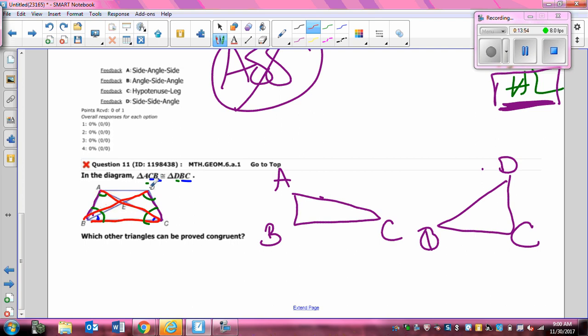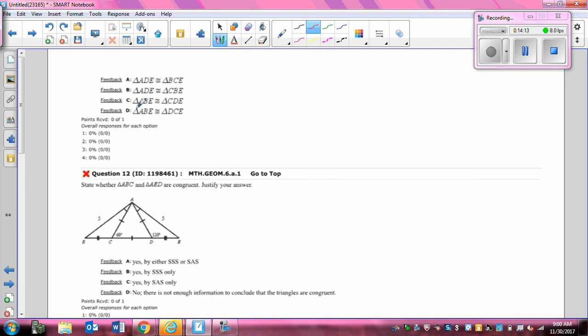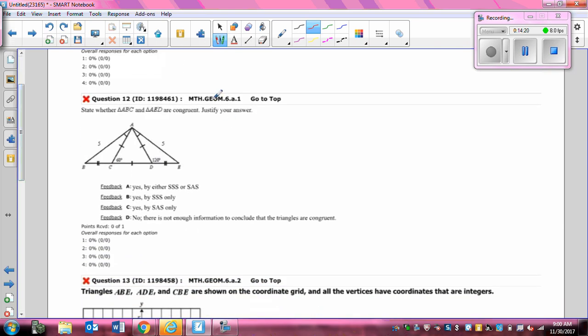We have a lot of triangles in here, but which 2 can we prove are congruent? We're going to have some vertical angles right here. This part of E and E, vertical angles. So I see this triangle and this triangle that we can prove is congruent. So look at these triangles and find out which 2 are congruent. Go look at your picture and find out which 2 are congruent. State whether ABC and AED are congruent. Justify your answers. ABC and AED.